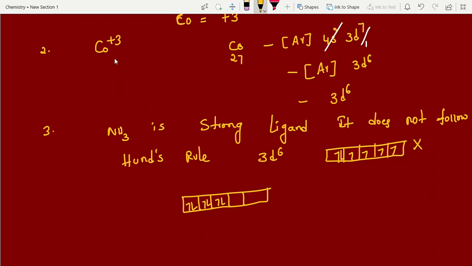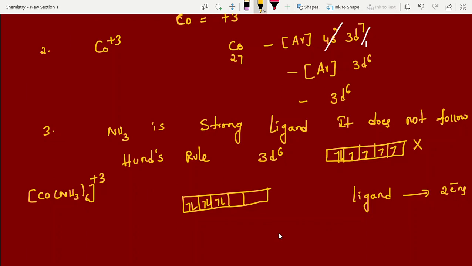Now, ligands. How many ligands are in our hand? What is the complex? You can look into the complex once again. Here I am writing [Co(NH3)6]3+. In this complex, there are 6 ligands in our hand. Each ligand, how many electrons can it donate? Each ligand donates 2 electrons.